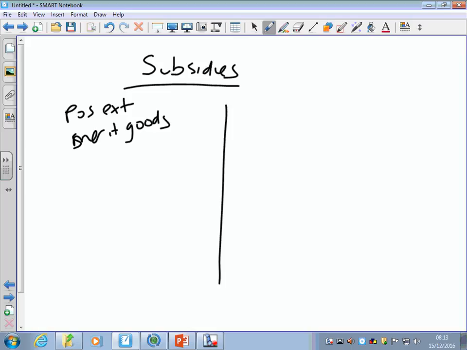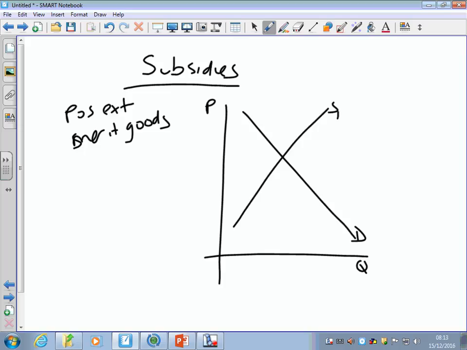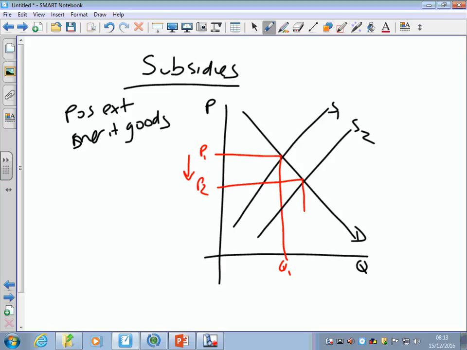Okay, so what we do with subsidies, we do the exact opposite of a tax. So if that's the market equilibrium point, remember merit goods and positive externalities, we want people to consume more of them. We want firms to produce more of them. So we give firms a big fat subsidy. And what this will do, it will force down market price, so we all buy more. And of course that is the subsidy per unit.